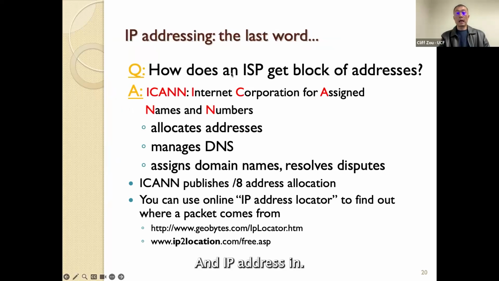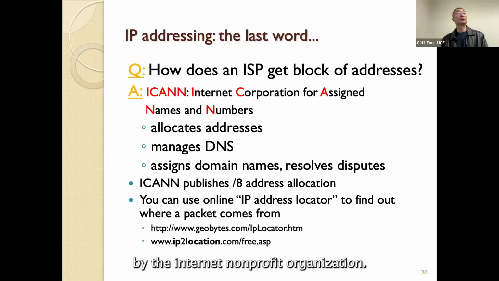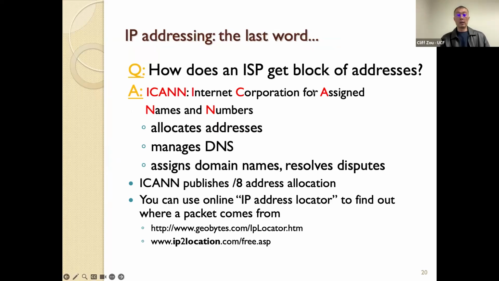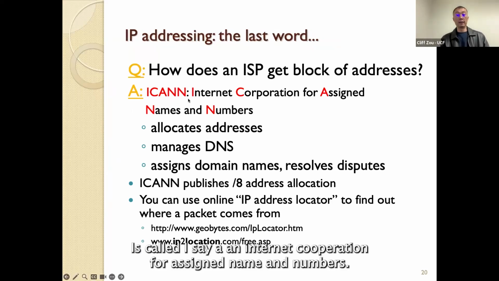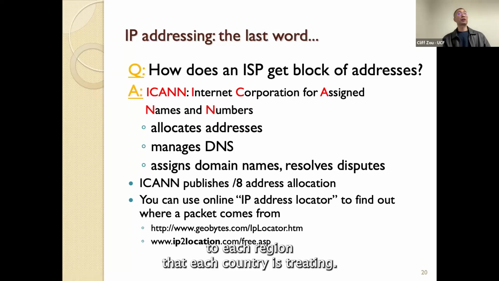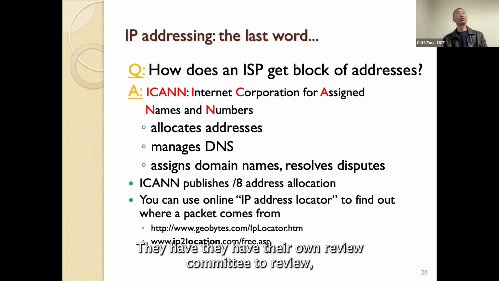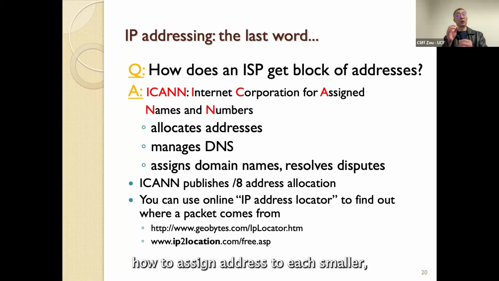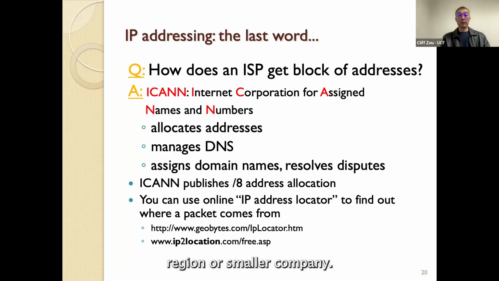And IP addressing: how does an ISP get a block of addresses? Internet IP addresses are managed by an internet nonprofit organization called ICANN, the Internet Corporation for Assigned Names and Numbers. They allocate addresses to each country, to each region. Then each country and each region has its own review committee to review how to assign addresses to each smaller region or smaller company.